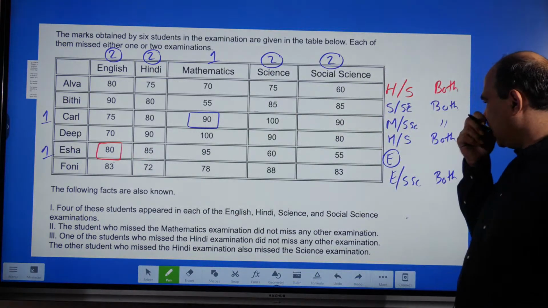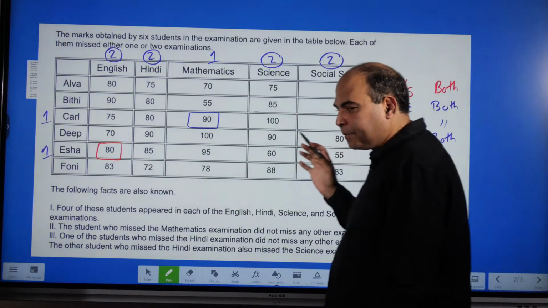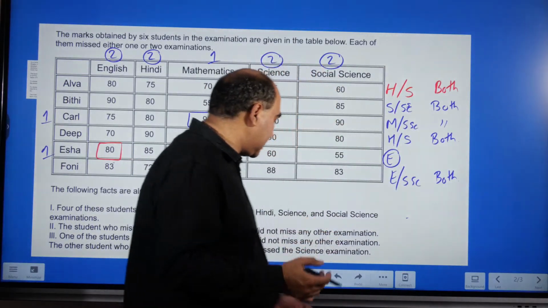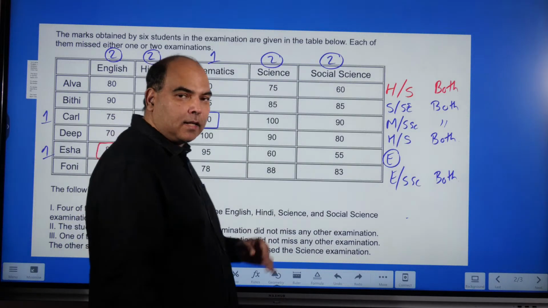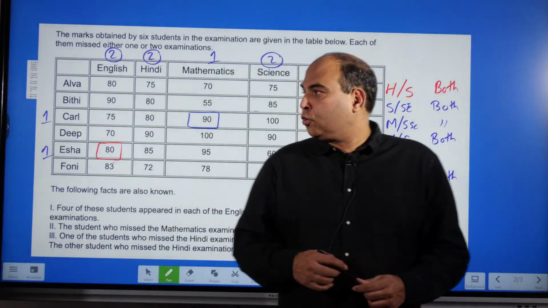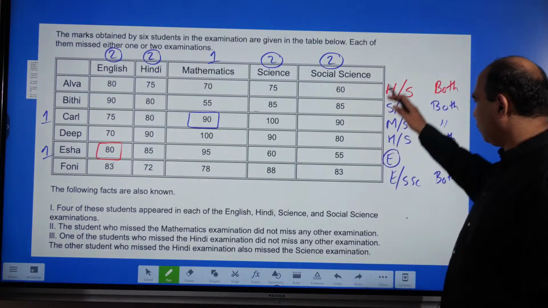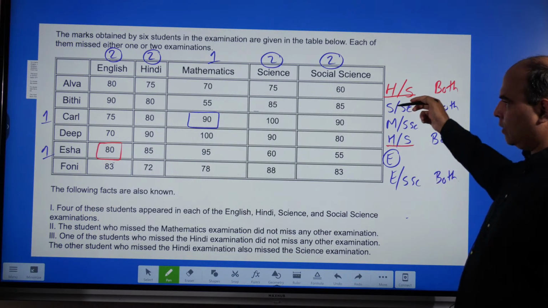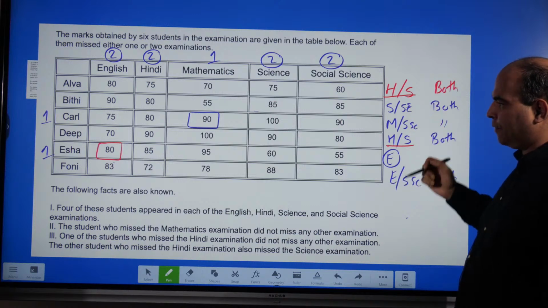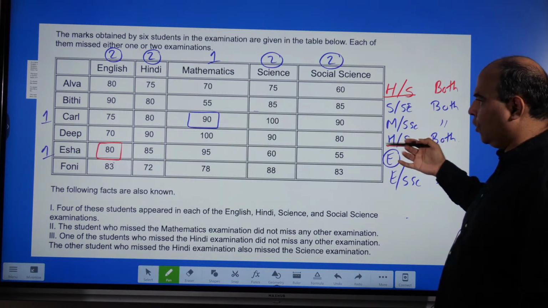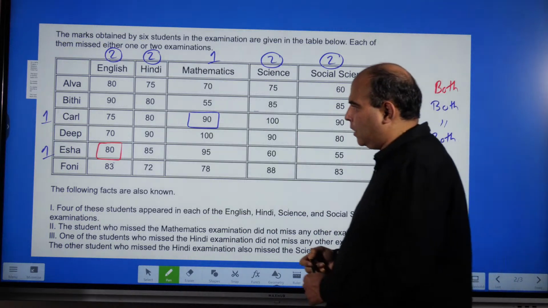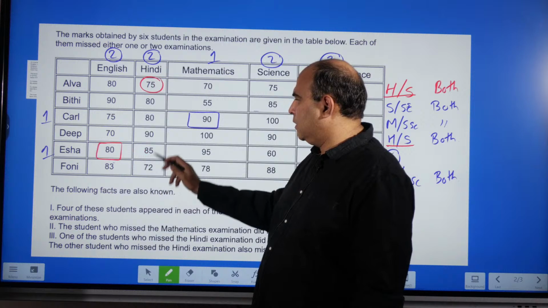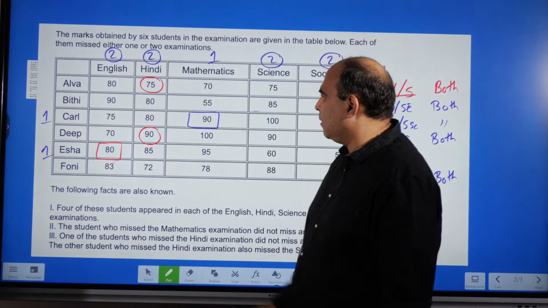So what they are saying is one of the people who missed the Hindi exam also missed the science exam, and the other person who missed the Hindi exam did not miss any other exam. So I've got 2 people who missed the Hindi exam. If I look through, Hindi is missed only by Alva and Deep. They're B, C or F. B, C, E or F don't have Hindi as a missing possibility. So that means Alva must compulsorily miss Hindi and Deep must be compulsorily missing Hindi.